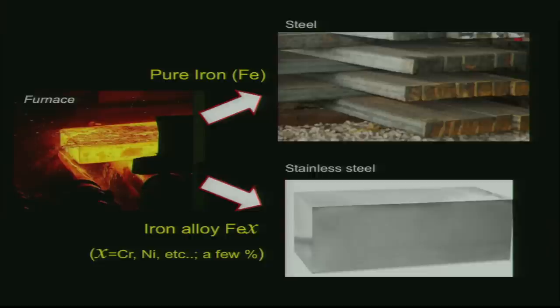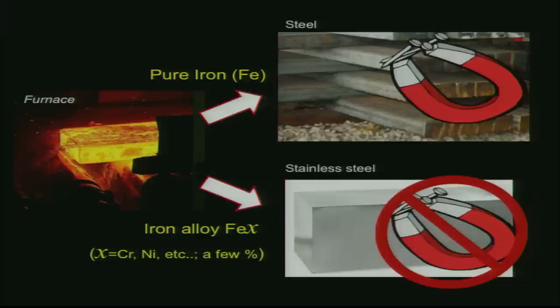For example, this steel is a very strong ferromagnet. However, stainless steel is not ferromagnetic. So in the kitchen, when you use a magnet, you cannot attach it to the sink. However, you can attach your magnet to the refrigerator, because inside the refrigerator there is a lot of iron. But that kind of small tweaking is basically what we are doing.